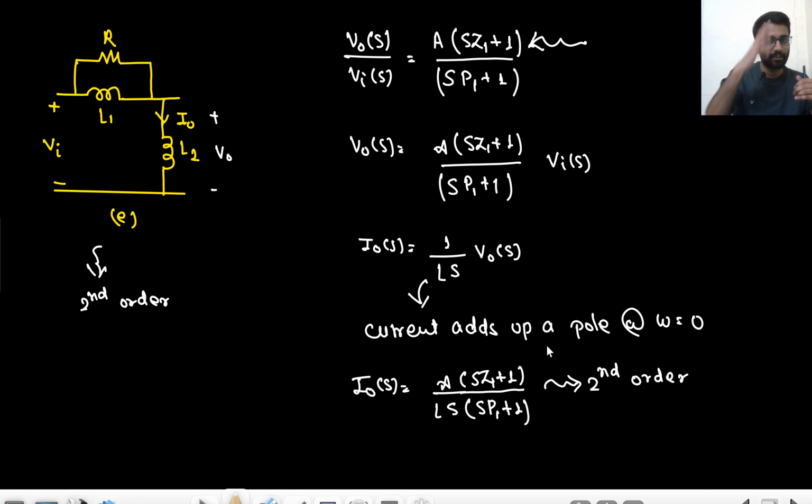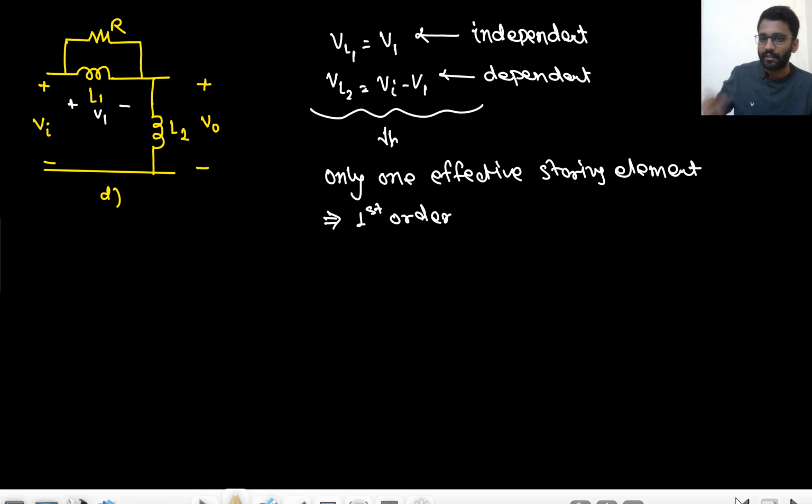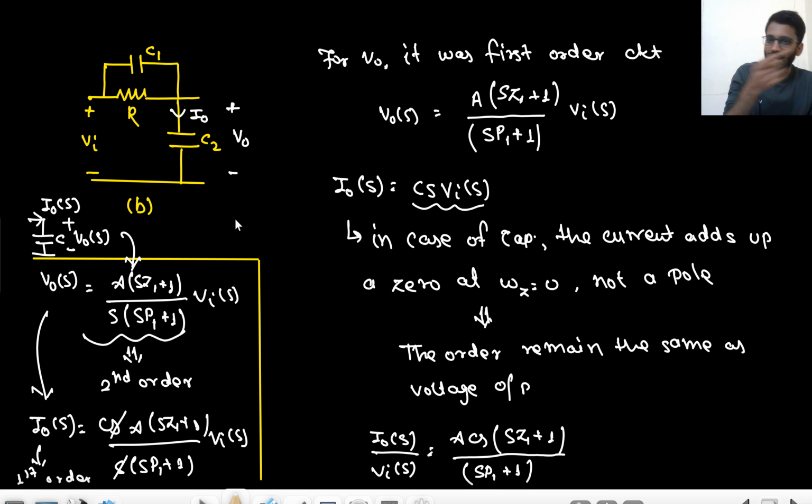So you can't write that exponential equation for current here, because this is a second order circuit. But in case of voltage, you can write that exponential equation because this is a first order circuit in case of voltage. Okay. And this was for this. And here for voltage and current, for both it was first order. But if I can think of any example, I will try to think. If I can think of any example where I have a pole at omega equals to zero, then the things would change.